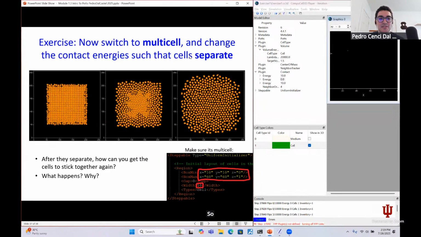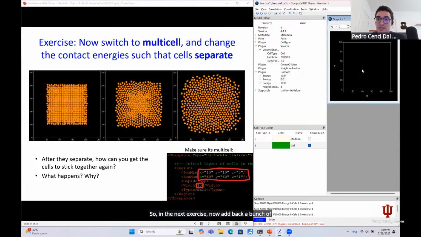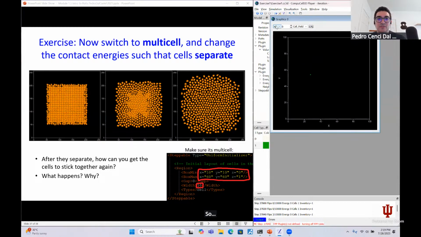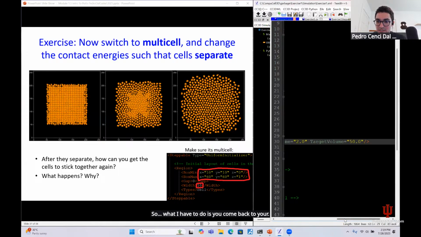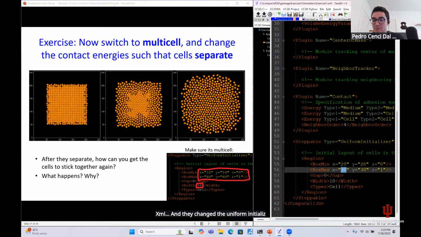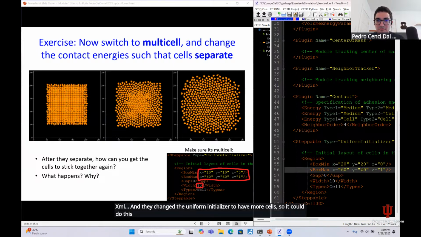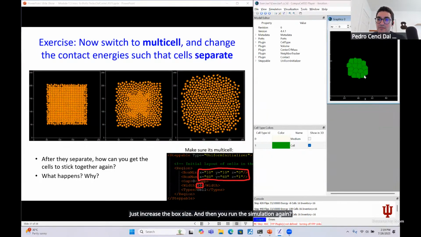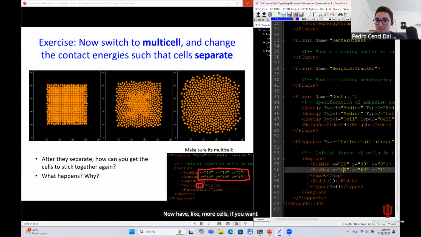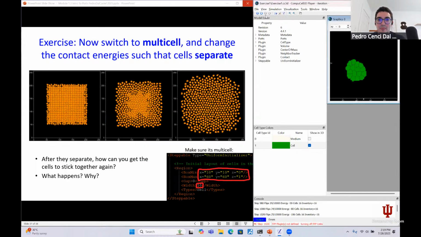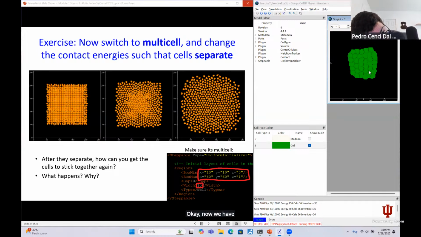So in the next exercise, now add back a bunch of cells and get them to separate. That's the next exercise. So what you have to do is you come back to your XML and you change the uniform initializer to have more cells. So I could just increase the box size, and then you run the simulation again. Now you have more cells. If you want even more cells, you can increase this even more. Okay, now we have a multi-cell system.